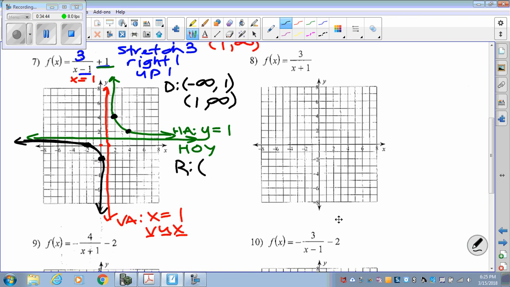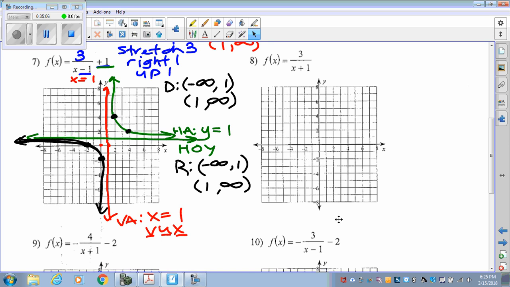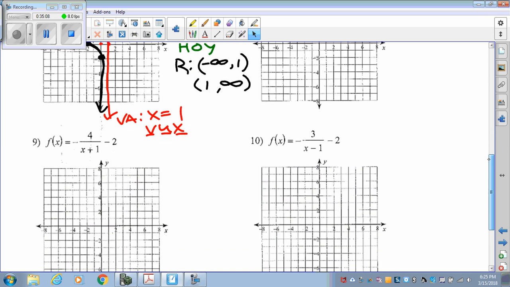So range, you're looking at the y values. So range is the same thing, but it's going to go to what happens to also be positive 1. So -infinity to 1, and 1 to positive infinity for the range. So domain, range, and again, no holes because there's no common factors that we've divided out.